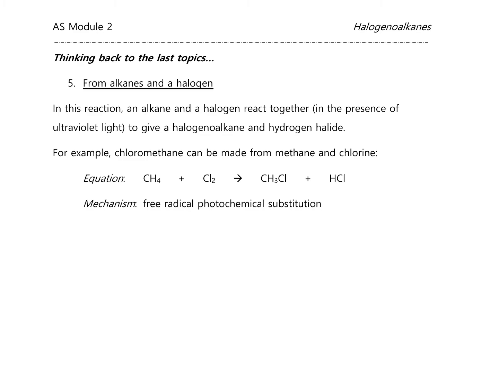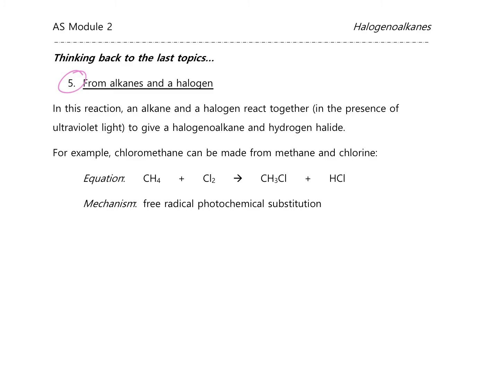We start to see that the reaction we meet in one topic will actually be the preparation of the type of compound in a different topic. So method number 5 is preparing halogenoalkanes from alkanes and a halogen. We met this in our alkanes topic, so this is not new.